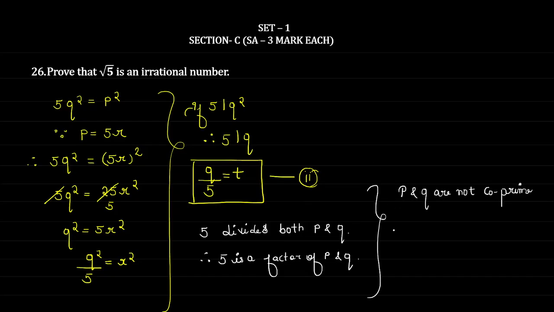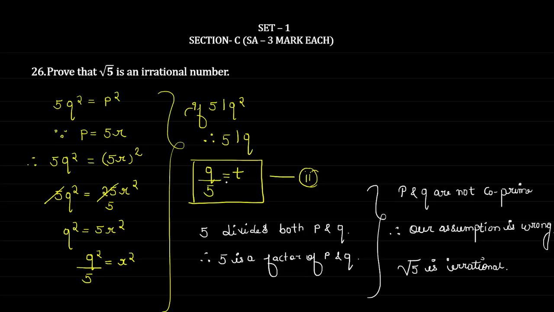And hence, at the last, we will write that, therefore, our assumption is wrong, and root 5 is an irrational number. Okay, so that is the standard proof for these type of questions. I hope it is clear to you.